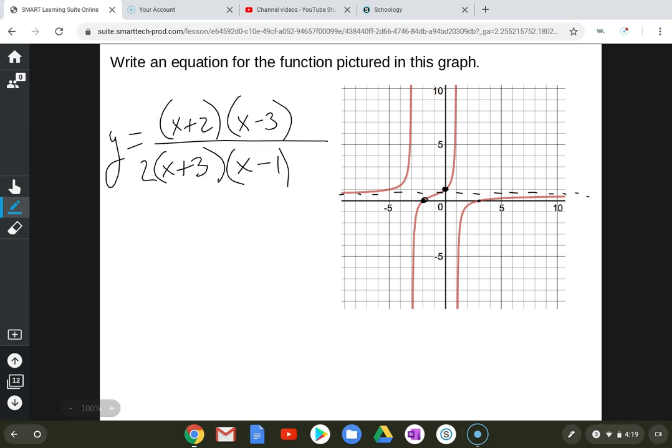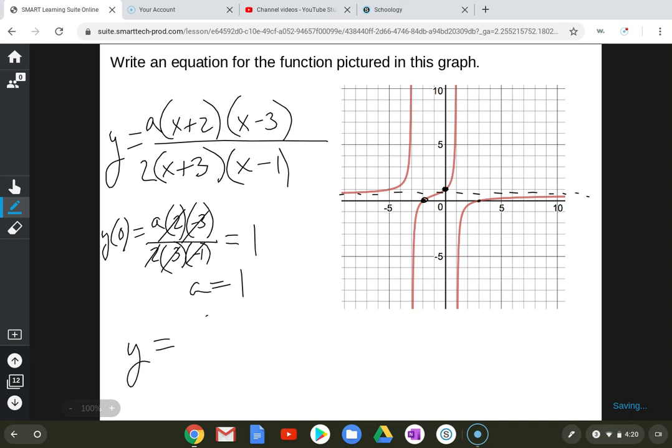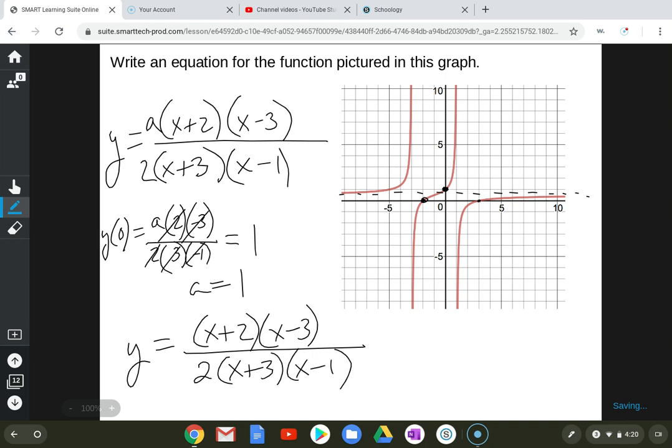Okay, so now how do I know that I've got the point 0, 1? So if I put an a up here, let's just see what happens. So y of 0 equals a times 2 times negative 3 over 2 times 3 times negative 1. So we end up with, and we want this to equal 1. All right, so I'm going to cancel. Look at that. Our a is 1. Life is good. So we end up with y equals x plus 2 times x minus 3 over 2 times x plus 3 times x minus 1.